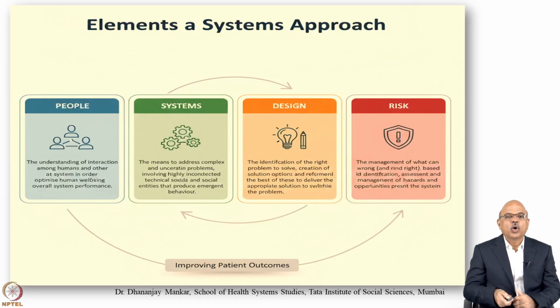These are the elements of a system approach, where you find people first, system next, design third, and risk fourth, where improving patient outcome is the important part. In the people part, you find the understanding of interaction among humans and other elements of a system in order to optimize human well-being and overall system performance. In the system part, this means addressing complex and uncertain problems involving highly interconnected technical and social entities.